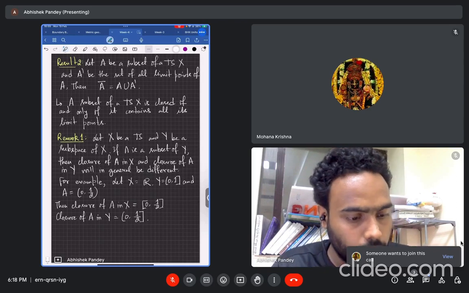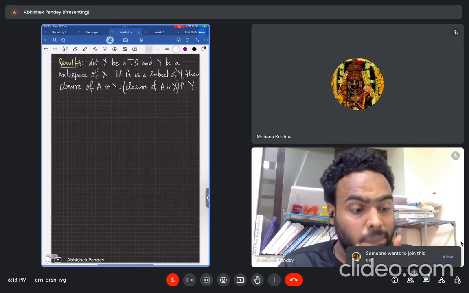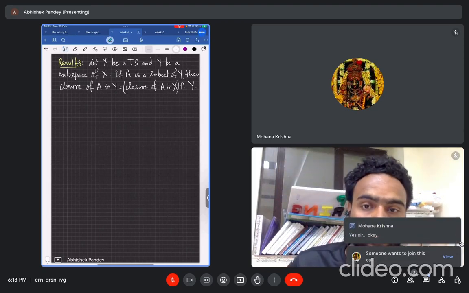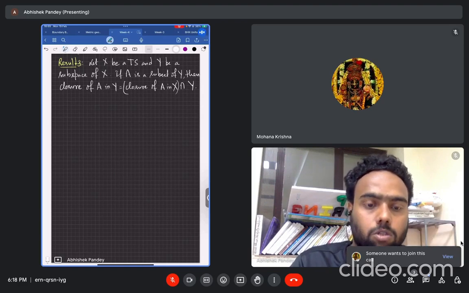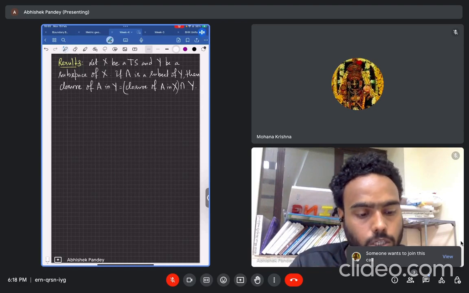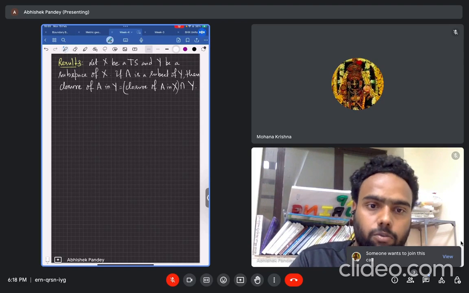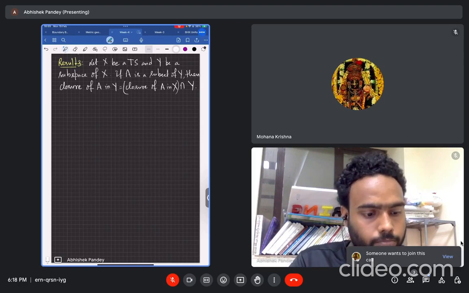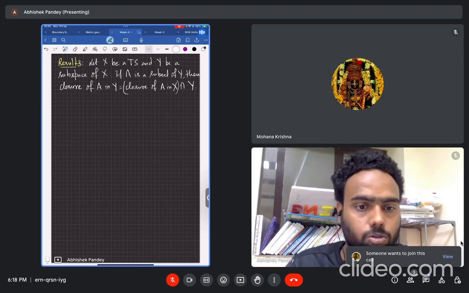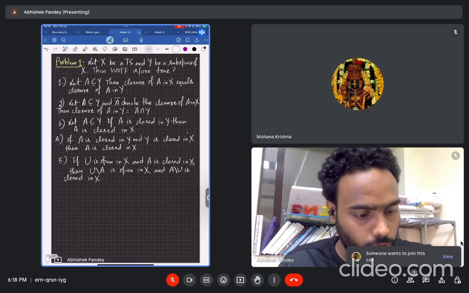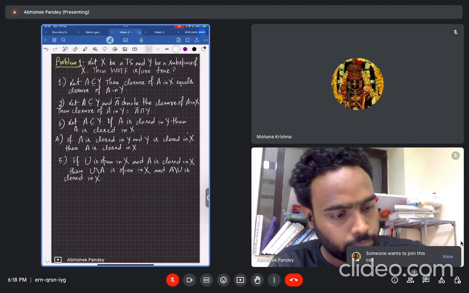Okay. So this is the result which tells how to represent the closure of A in Y in terms of the closure of A in X. Basically, the closure of A in Y is nothing but the closure of A in X intersection Y. Okay, the proof is there in the lecture notes also. So we will move towards our problem 1.